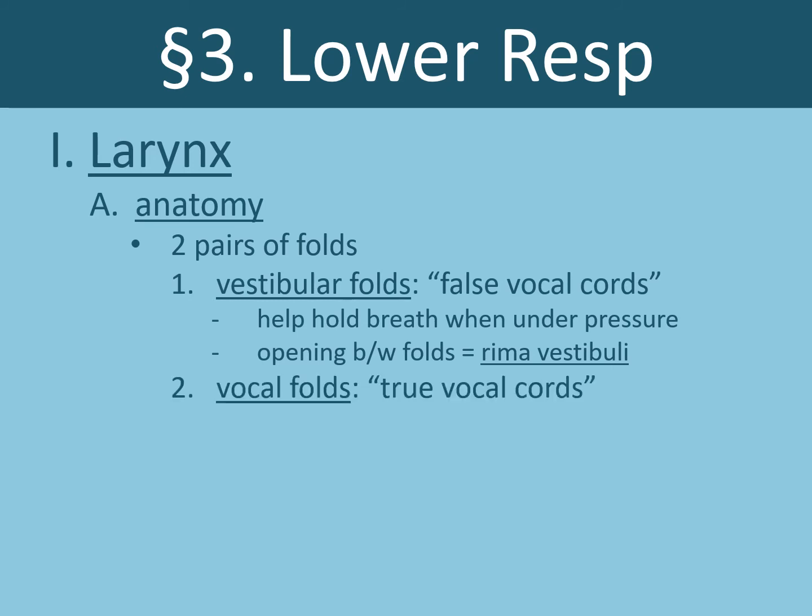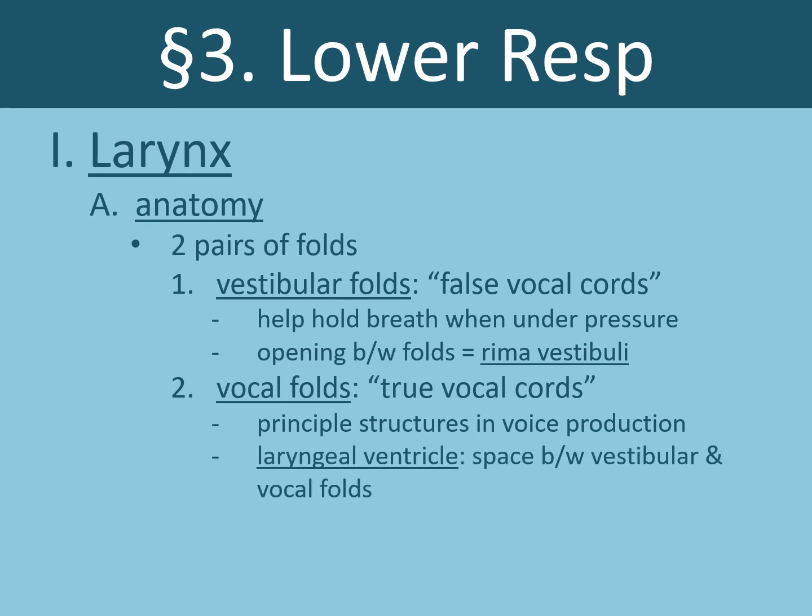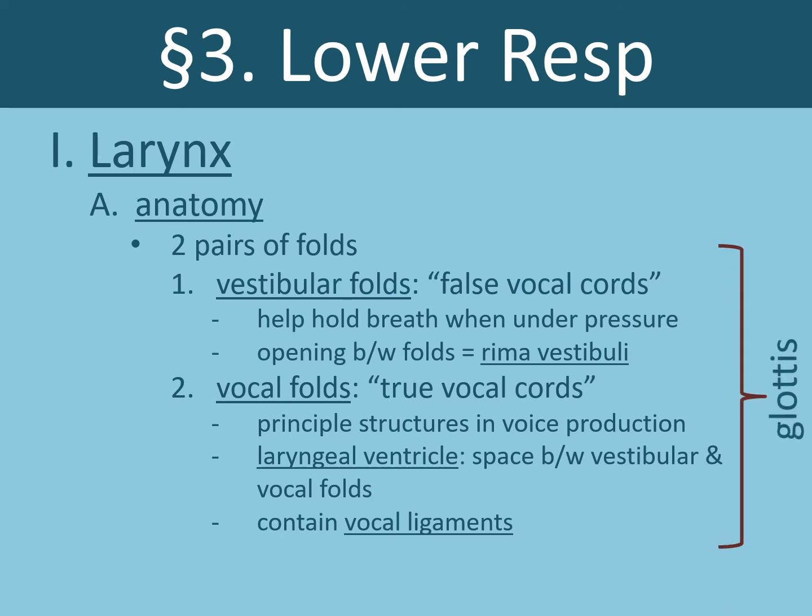Next are the vocal folds, or true vocal cords. These are the principal structures in voice production. The laryngeal ventricle is the space between the vestibular and vocal folds. The vocal folds contain vocal ligaments. Collectively, the vestibular folds and the vocal folds are known as the glottis.